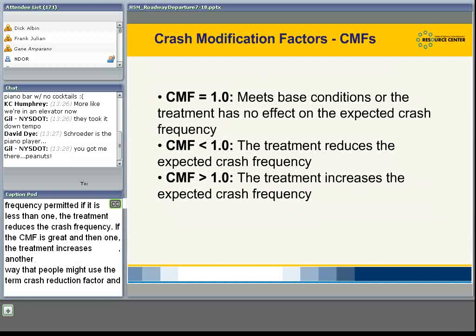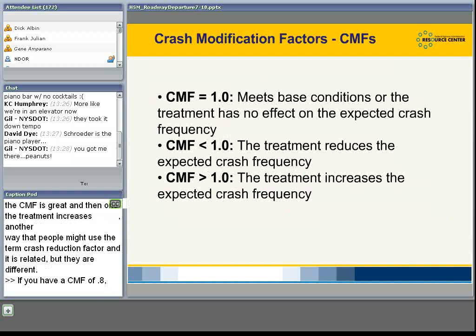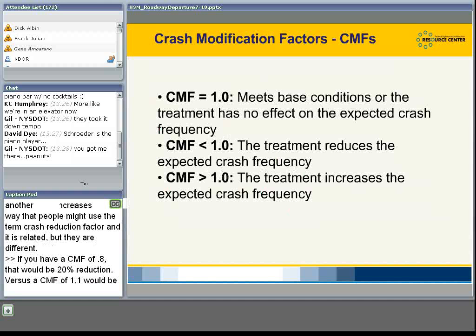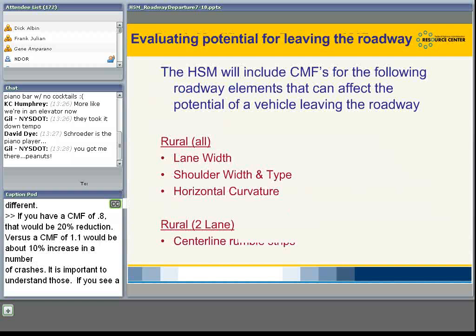Said another way, I know a lot of people might use the term crash reduction factor, and they're related, but they're different. For example, if you had a CMF of 0.8, that would be a 20% reduction, versus a CMF of 1.1 would be about a 10% increase in the number of crashes. So it's important to understand those. And when you see an M in the middle of your acronym, that means it's a modification factor, and it should be based on 1.